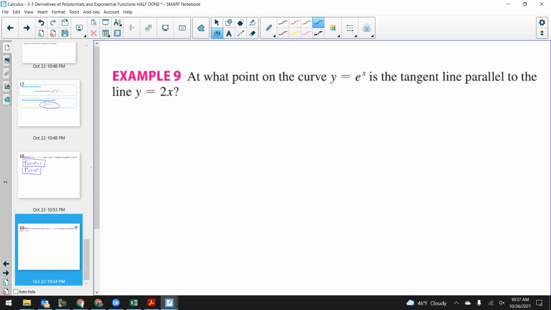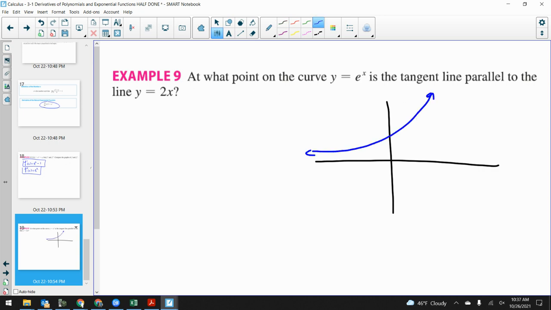Now, thinking about this graphically, here's e to the x. And I want to know when that function is parallel to just 2x, running through 0, 0, up to 2.718 over 1. Here is the line that I'm looking for. At some point, the slope has to be parallel to that line.